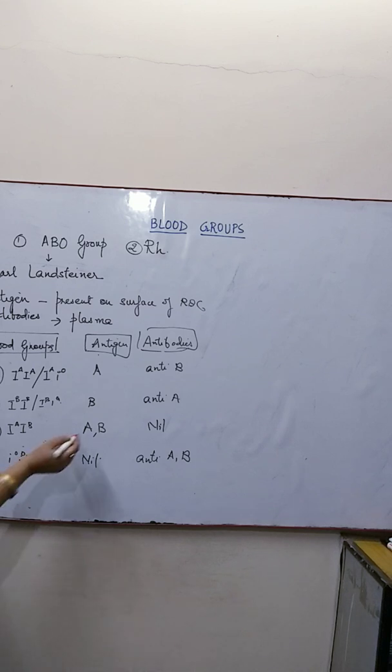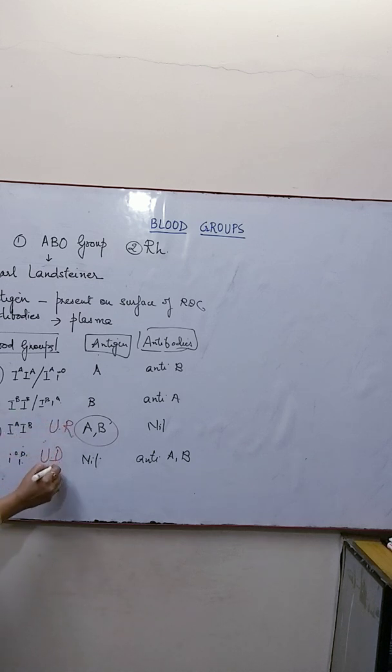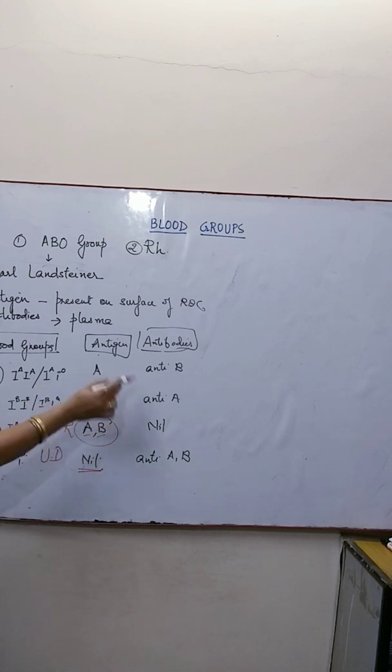So the AB group is the universal recipient, and this group, O, is the universal donor because it does not have any antigen. So it can give blood to anyone because it does not have antigen, so the body will consider it as its own and accept it, whereas AB can receive from all the types because it has both antigens and no antibodies against any of the antigens. So therefore, O is a universal donor and AB is a universal recipient.